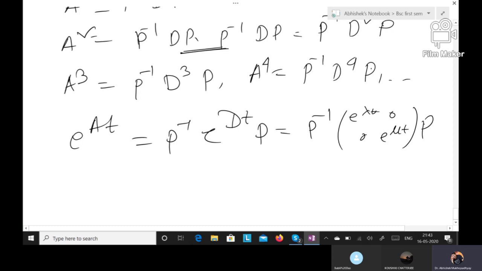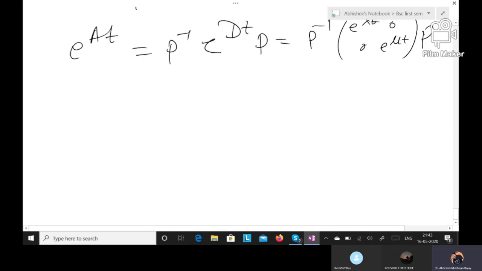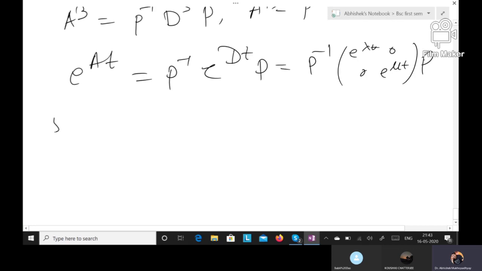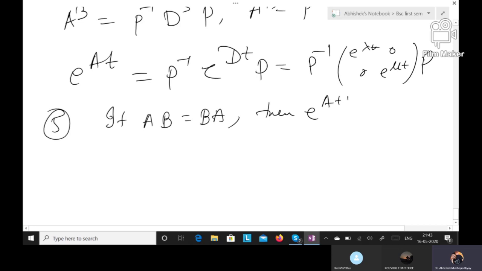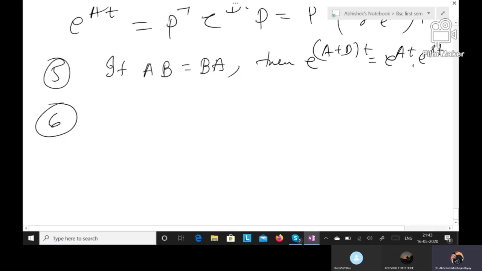So this is obvious. Now number 5 is also trivial. I shall leave it to you to check. That is, if for any two matrices A and B, AB equal to BA, then e to the power (A plus B)t will be e to the power At dot e to the power Bt. So this has been left as an exercise to you.